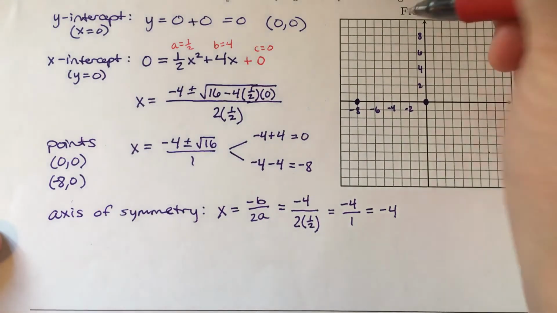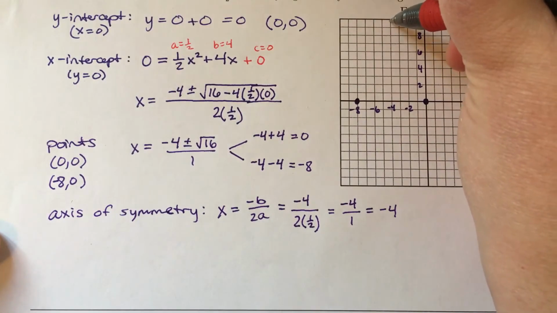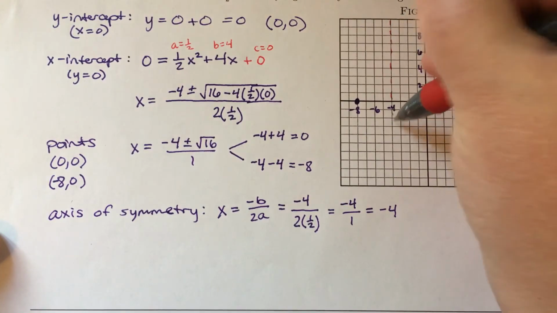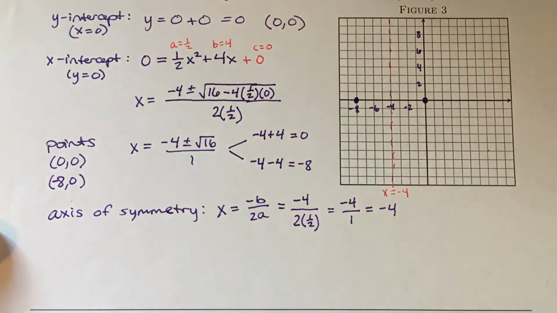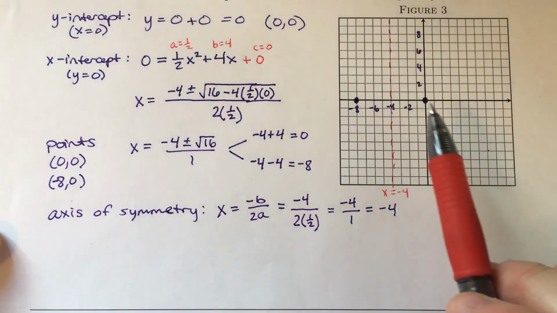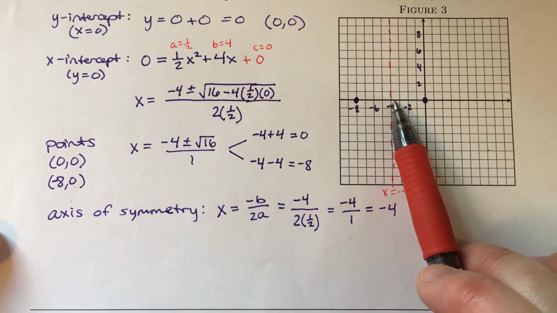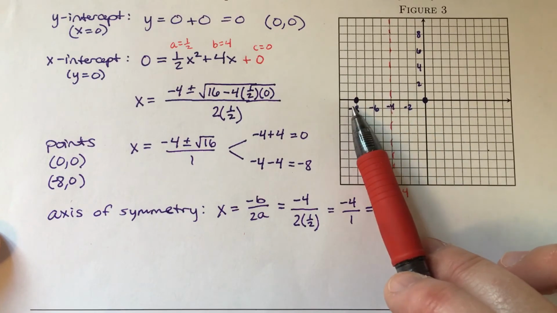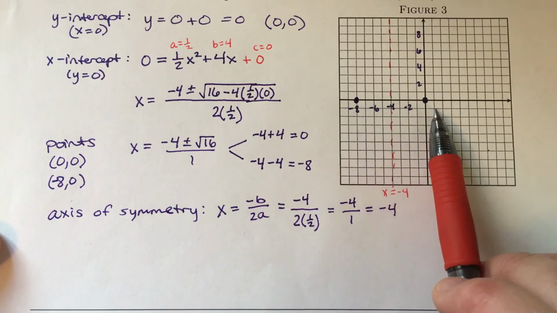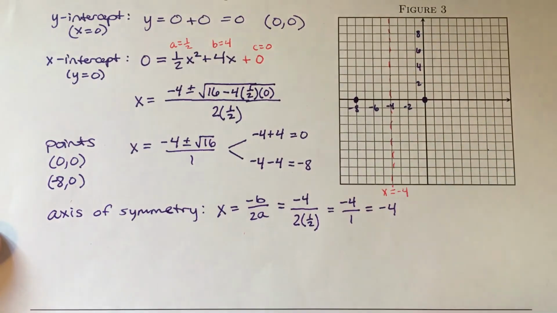So our axis of symmetry is the line x equals negative 4. It's a vertical line, not a number. And looking at this, I probably could have figured that out without this formula. Do you see how it's halfway between the two x-intercepts? That will always be the case because that's what an axis of symmetry is. It's what divides the whole parabola in half.